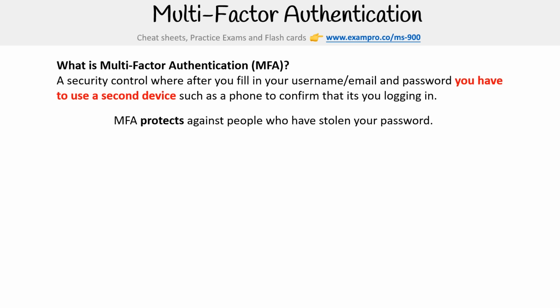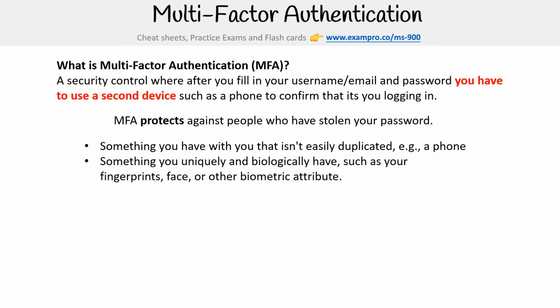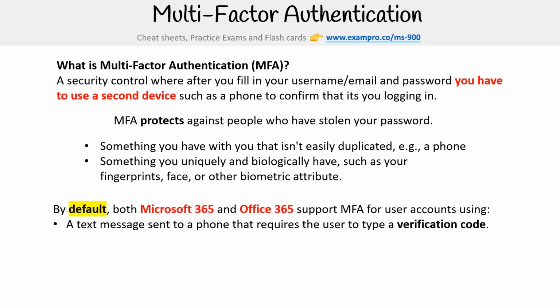MFA protects against people who have stolen your password. When you're dealing with the verification method, it must be based on something you have with you that isn't easily duplicated, such as a phone, like we mentioned before. It could also be something you uniquely and biologically have, such as your fingerprints, face, or other biometric attribute. By default, both Microsoft 365 and Office 365 support MFA for user accounts using a text message sent to a phone that requires the user to type a verification code, a phone call, and the Microsoft Authenticator smartphone app.